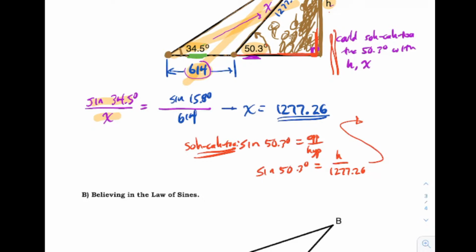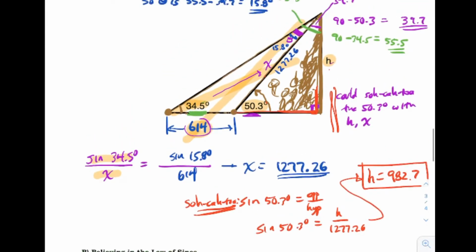Bada boom, bada bing. I've got my H. My H is, using one decimal place, 982.7 feet or whatever this is. So that cliff that you were trying to measure is 982.7 feet tall, assuming this was 614 feet. Now that's useful.